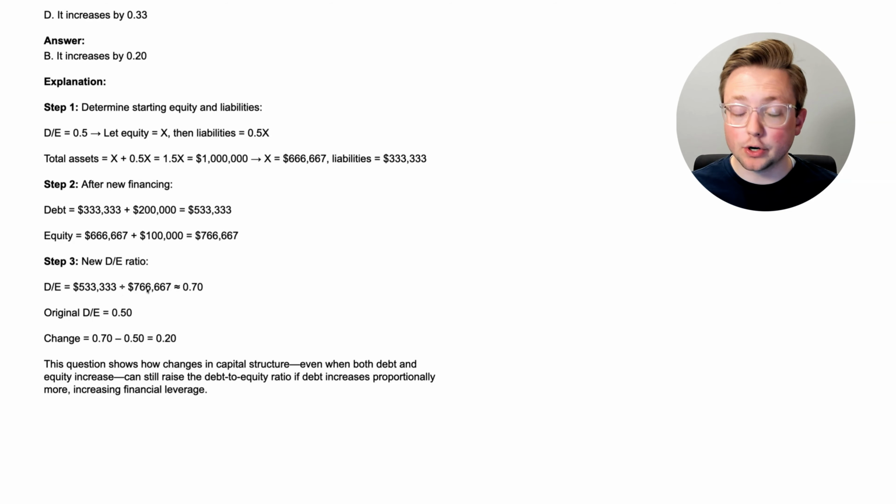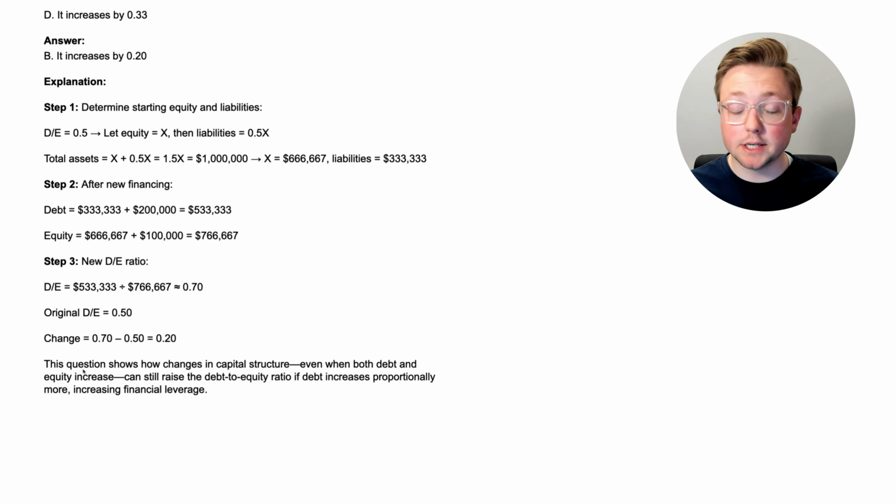So now we can figure out the new debt to equity ratio, which is, again, the $533,333 divided by $766,667. And that comes out to like 0.695 or 0.696, somewhere around there. And so we round that up to 0.7 for this question specifically. And we can see that the original debt to equity ratio is 0.5. The change was from 0.5 to 0.7. So there was an increase in the debt to equity ratio of 0.2.